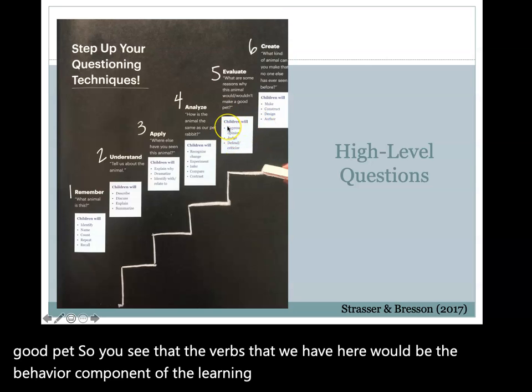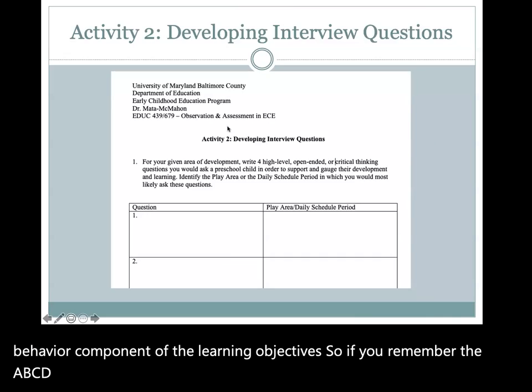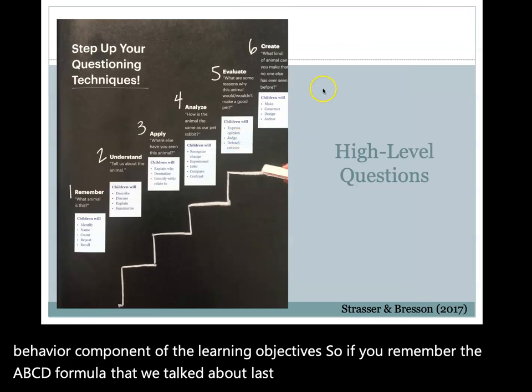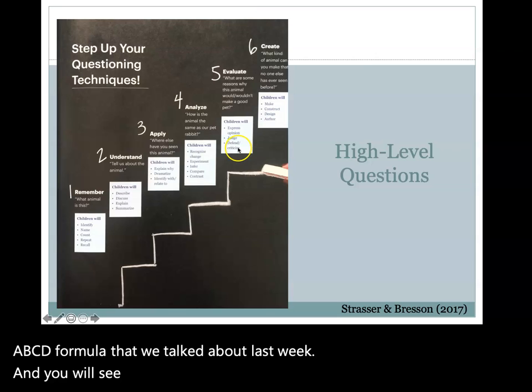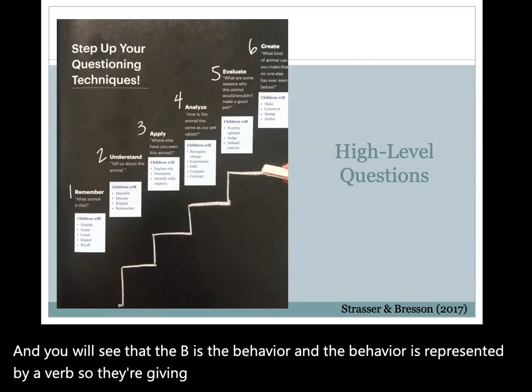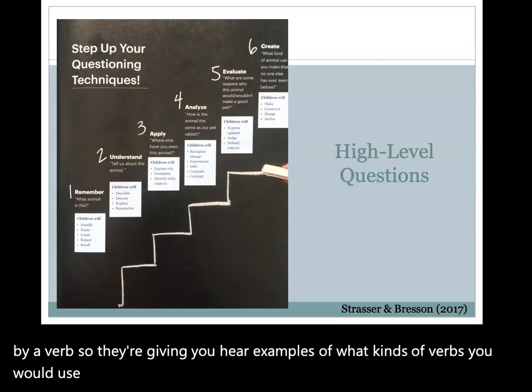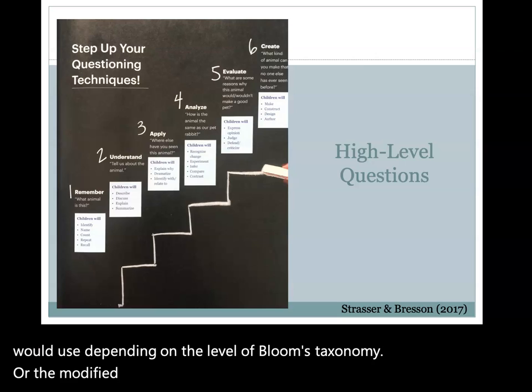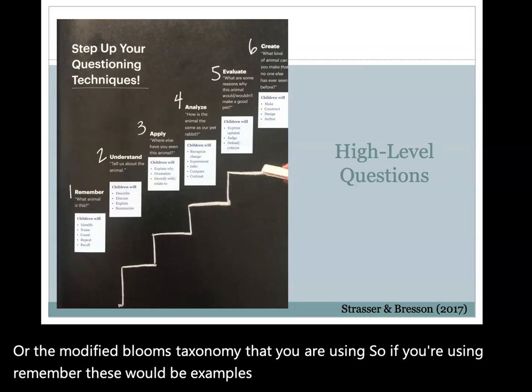So if you remember the A, B, C, D formula that we talked about last week, you will see that the B is the behavior, and the behavior is represented by a verb. So they're giving you here examples of what kinds of verbs you would use depending on the level of Bloom's taxonomy or the modified Bloom's taxonomy that you are using. So if you're using remember, these would be examples of verbs. If you're using understand, these would be examples of verbs, and so on.